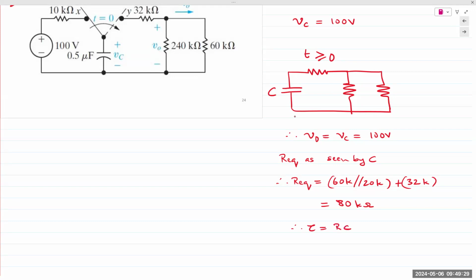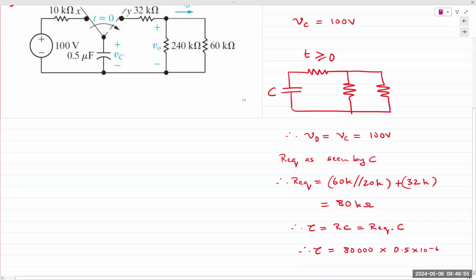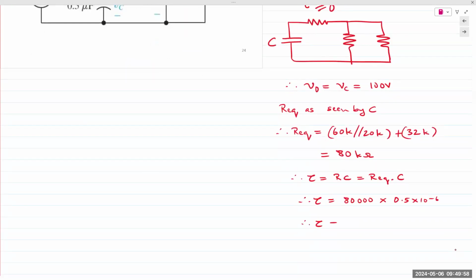Tau is simply the product of R and C. In this case, it is Req times C. And so 80 kilo ohms. Actually, let's do it this way. 80,000 times my capacitor value, which is 0.5 microfarads. So one time constant is 4 milliseconds.